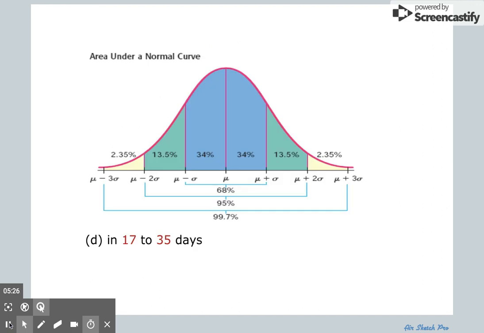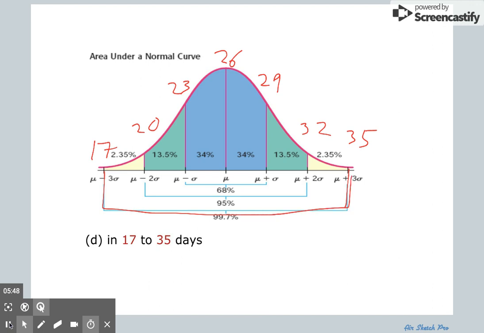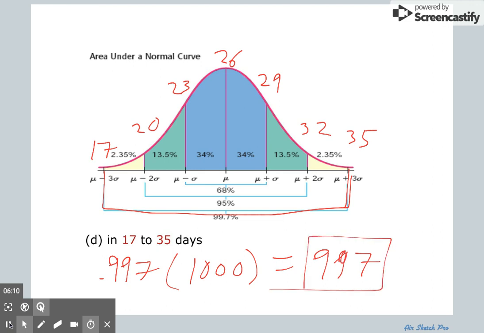All right, 17 to 35. If this is 26 in the middle, I'm just going to go up 29, 32, 35. So that's here. And then I'm going to go to the left, 23, 20, 17. So we're looking for the probability that an egg hatches from 17 to 35. That's from 3 standard deviations below to 3 standard deviations above the mean. So that's going to be 99.7%, 0.997 times the 1,000 eggs. So we would expect 997 Rhode Island red chicks to hatch. That's a rough 9 in the middle.